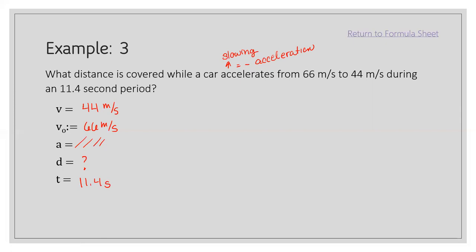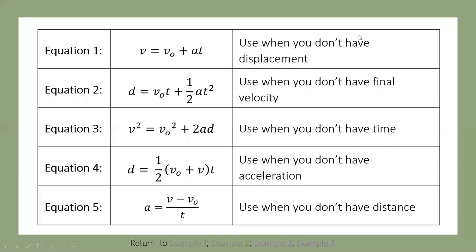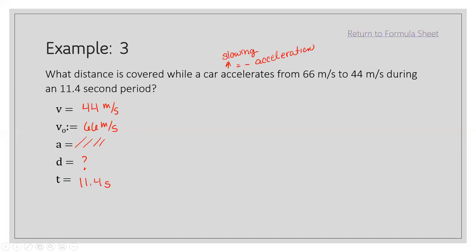So now let's plug and find an equation. We need an equation that has distance, but does not use an acceleration. So if we look through, this one does not have distance, it has acceleration. This one has acceleration, this one has acceleration. This one does not have acceleration, so we can use equation 4. So let's use equation 4.